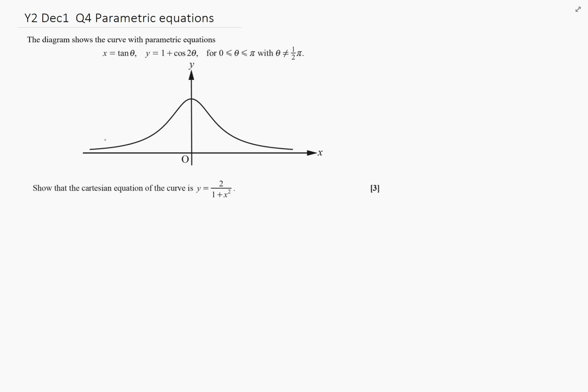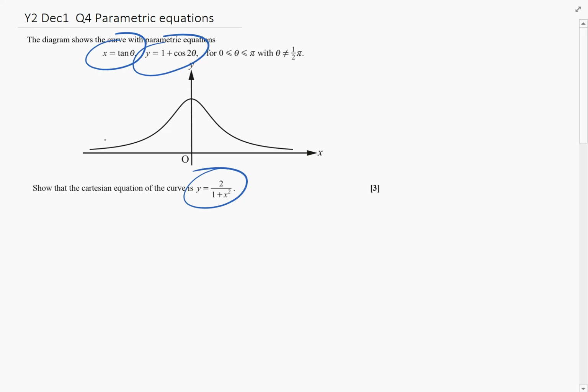Question 4, a fairly quick one on parametric equations. We've got x equals tan theta, y equals 1 plus cos 2 theta, and we've got to eliminate theta and end up with a Cartesian equation, y equals 2 over 1 plus x squared.